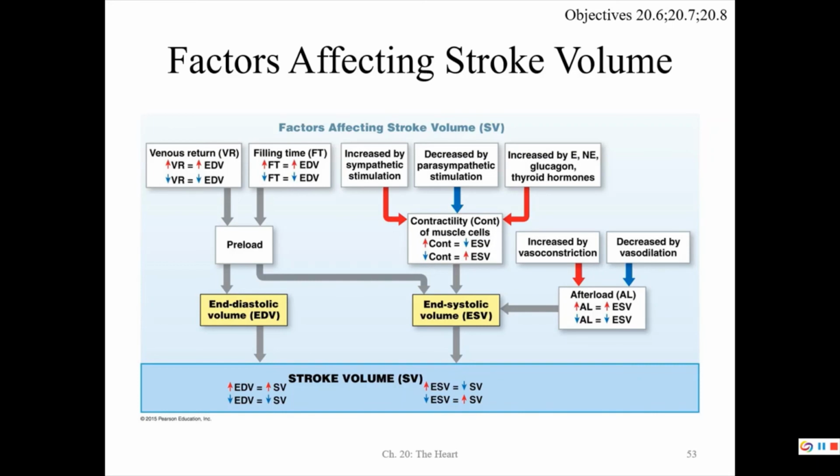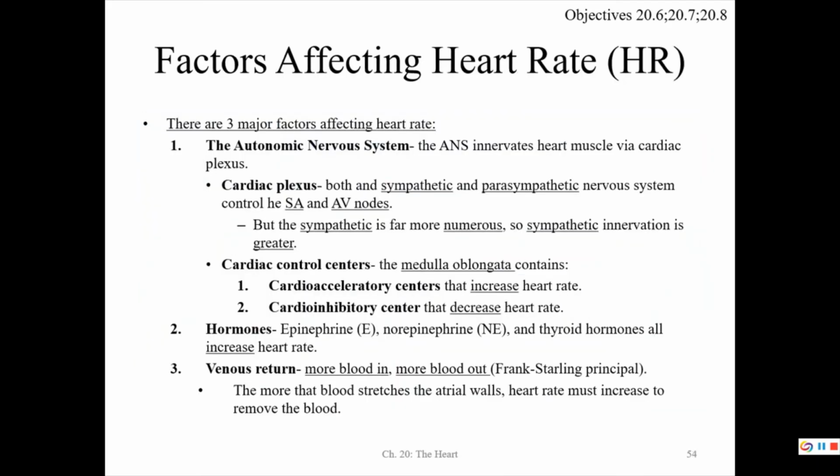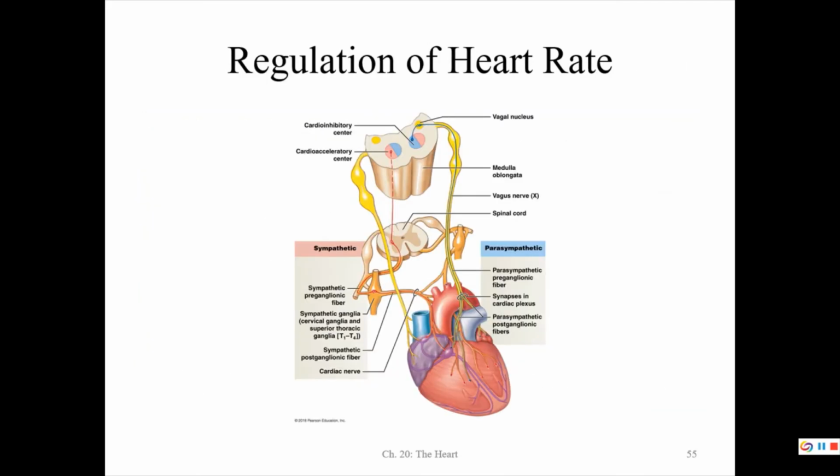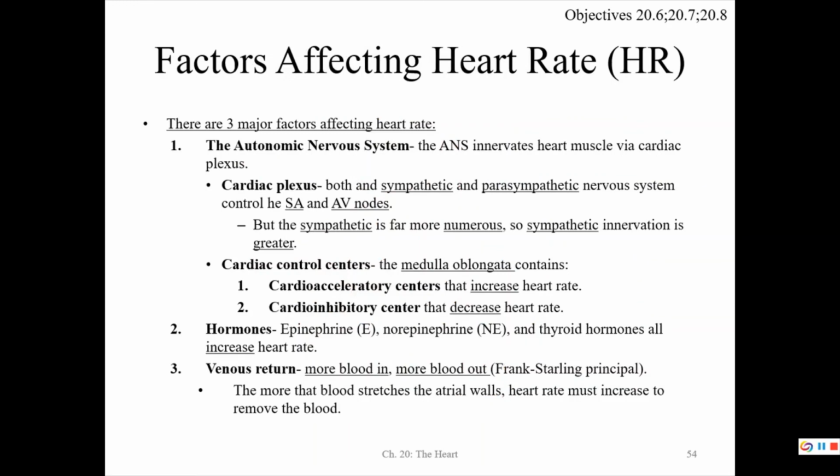Now, how do we affect heart rate? Well, there's going to be three major ways, which you've already seen here. And the three major ways are going to be your autonomic nervous system, hormones, and that increased venous return due to the Bainbridge reflex.